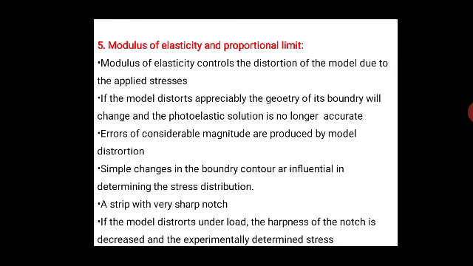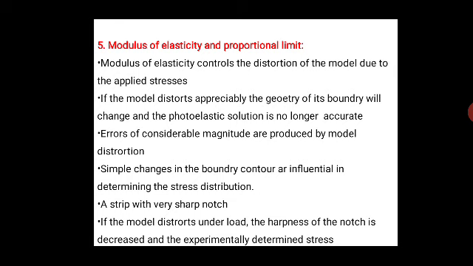And if a model distorts, the geometry of its boundary will change and the photoelastic solution is no longer accurate. Along with this, errors of considerable magnitude are produced whenever the modulus of elasticity is impacted on the model, which will produce a model distortion, where small changes in the boundary contour are identified while determining the stress distribution.